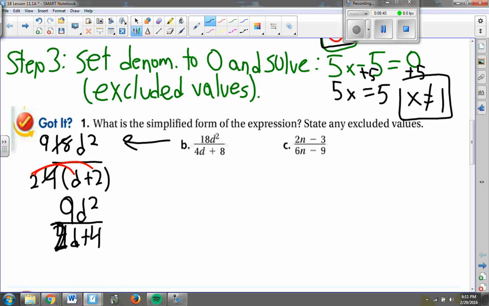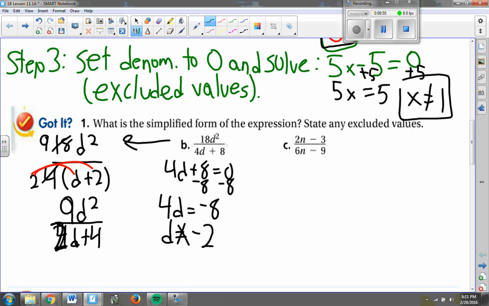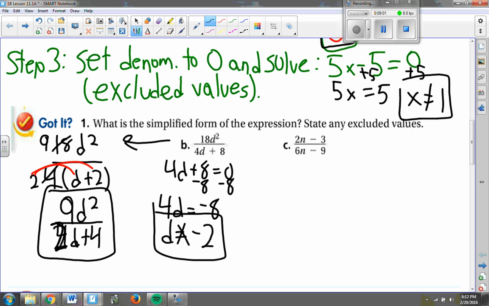And then my excluded values: if I set 4d plus 8 equal to 0 and subtract 8 from both sides, 4d equals negative 8, d equals negative 2. So d is not allowed to equal negative 2, but my simplified form is 9d squared over 2d plus 4.